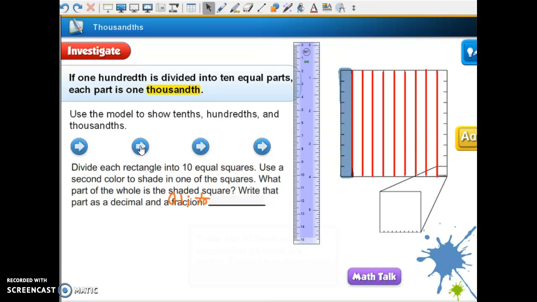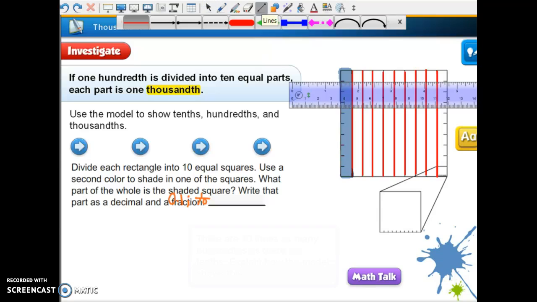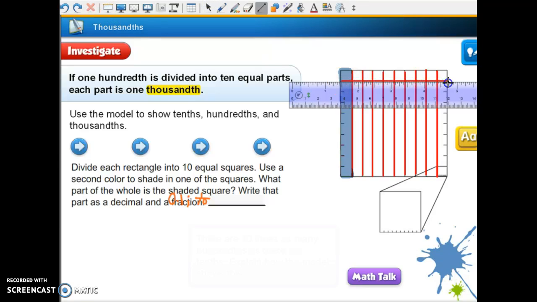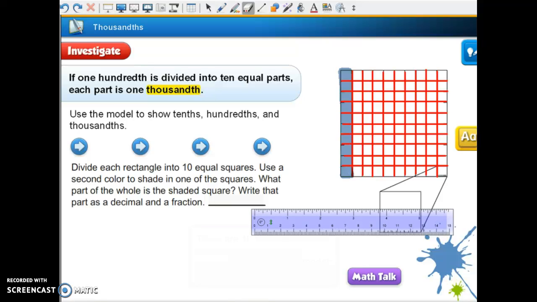Now we're supposed to divide each rectangle into 10 equal squares. So we're going to now go this way across our paper. When we get done, we'll have 10 little squares in each of those rectangles. You'll do that by turning your ruler the other way and drawing your line. Then you'll move your ruler down and draw your other line until you get all those points on the side connected. All right, so it says divide each rectangle into 10 equal squares, so it should look like that.